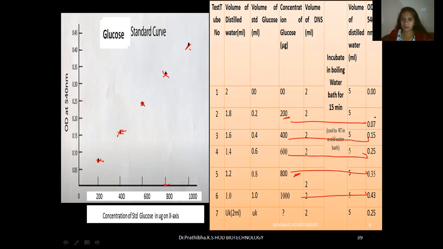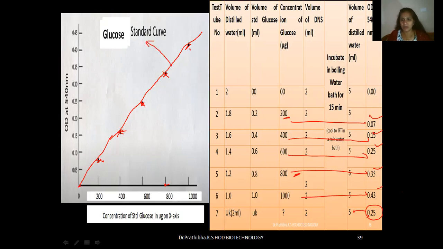Once the standard glucose curve is ready from this test tube and this one and all the 5 test tubes, then you are going to plot the unknown. How much did I get for the unknown here? I got 0.25. Here I'll not get a proper straight line, but I'll try. You need to join all these dots and you'll get the standard glucose curve. You need to label this as standard glucose curve.